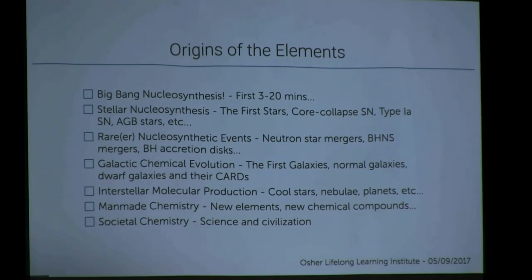Then I'm going to talk to you about some rare nucleosynthetic events. Basically, I should say that nucleosynthesis is the process by which we actually create new elements, and that's through fusion. For the rare events, we have neutron star mergers, black hole neutron star mergers, black hole accretion disks, things of that sort. I'll speak a little bit about that. Then we have something that is really my main focus, which is galactic chemical evolution. So I'm going to talk a little bit about my research surrounding that, and basically understanding chemical abundance ratio distributions.